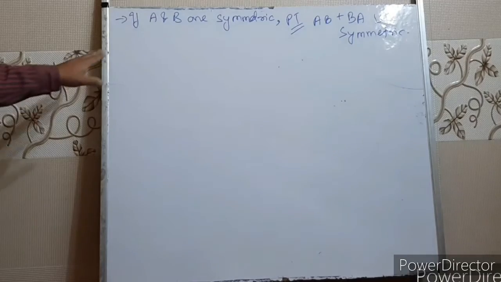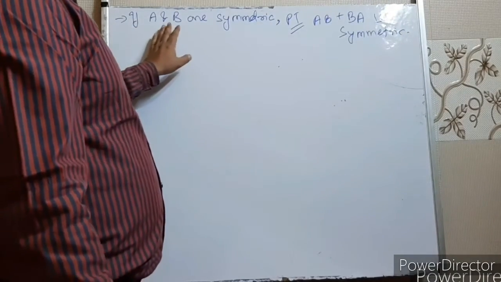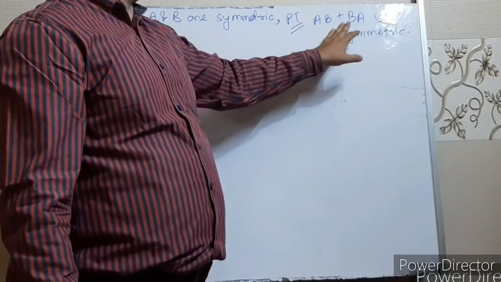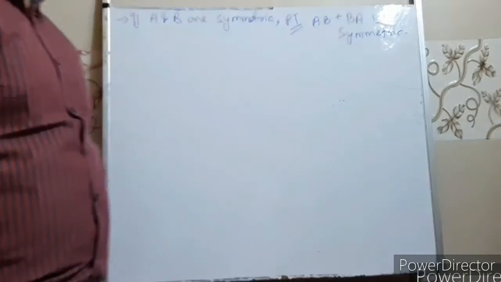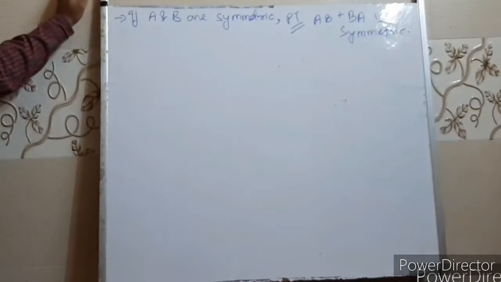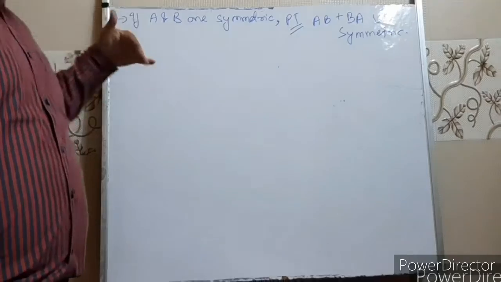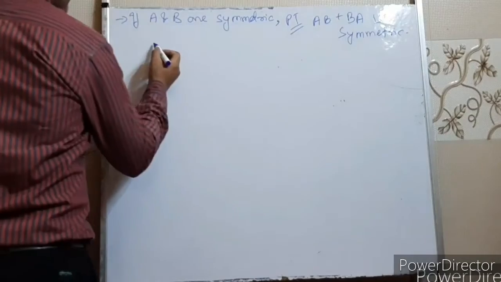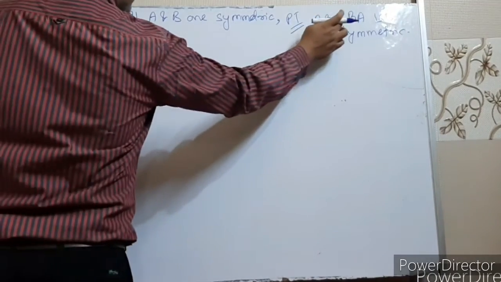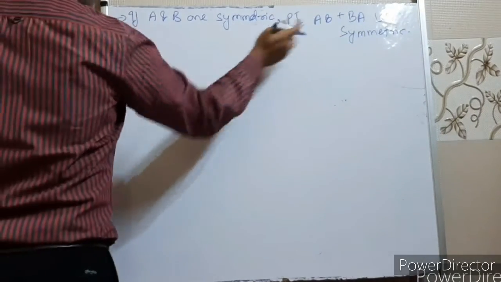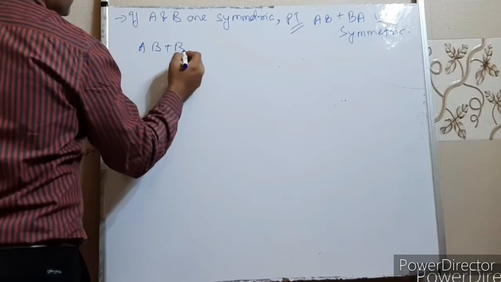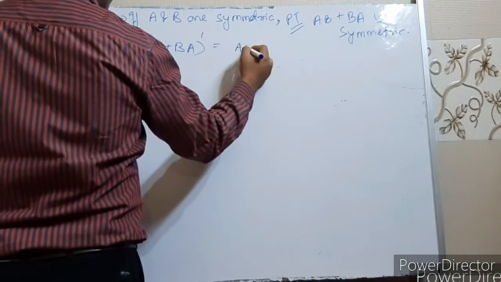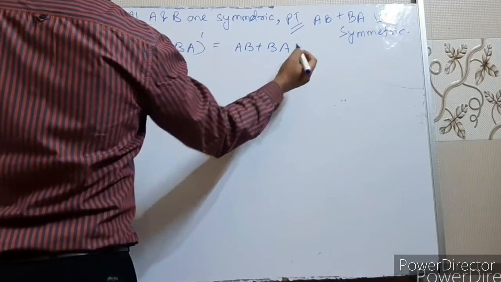Children, in this sum, they are saying that A and B are symmetric matrices of the same order. Prove that AB plus BA is a symmetric matrix. For any matrix to be symmetric, we have to take its transpose and get the same matrix again. So for the matrix AB plus BA to be symmetric, the transpose of AB plus BA will equal AB plus BA. This we have to prove.